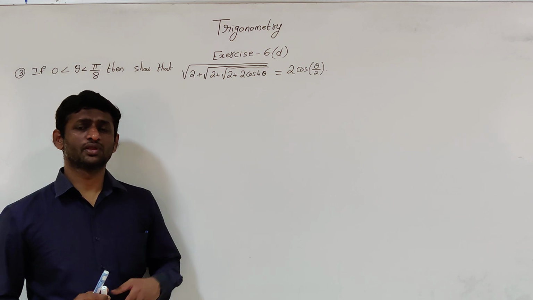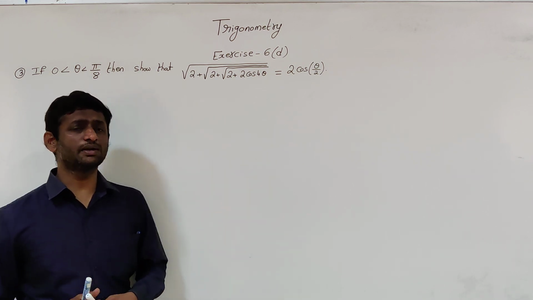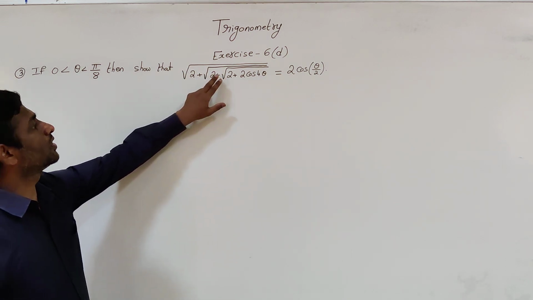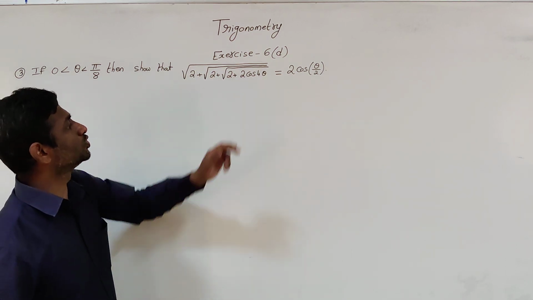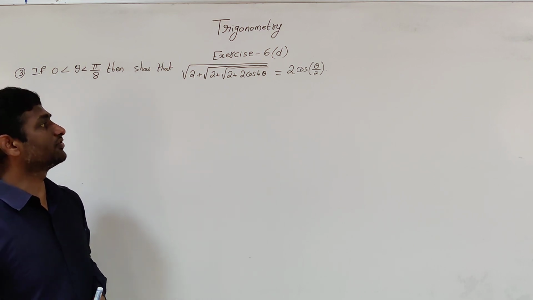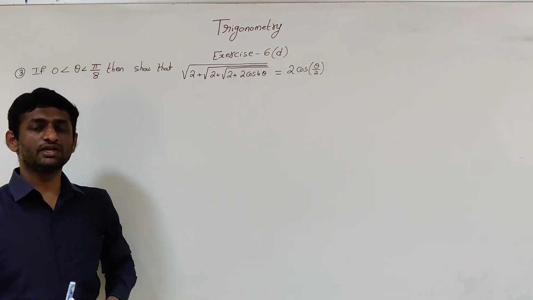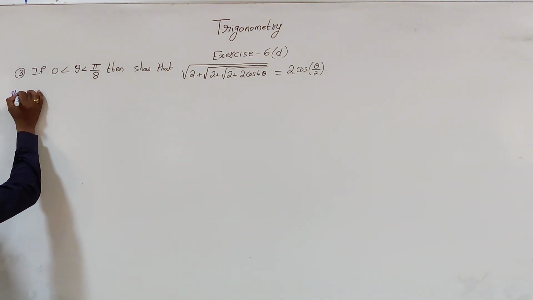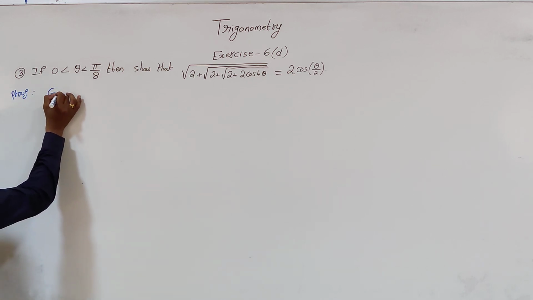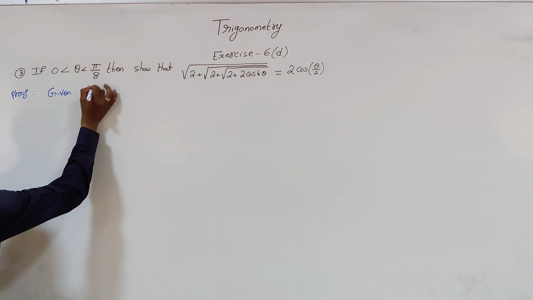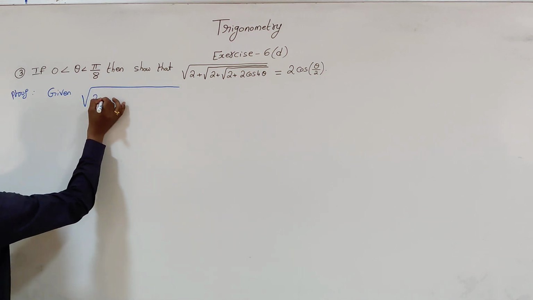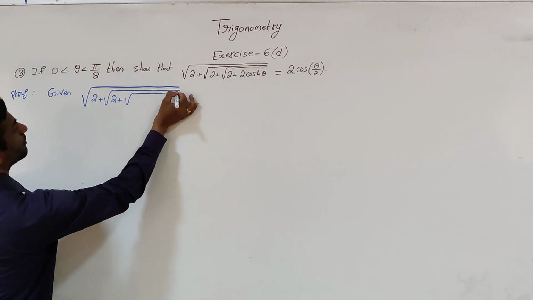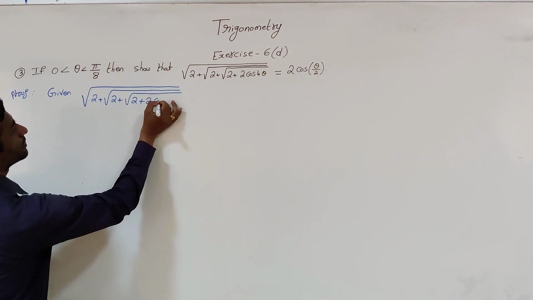The question is, if 0 less than theta less than pi by 8, then show that square root of 2 plus square root of 2 plus square root of 2 plus 2 cos 4 theta is 2 cos of theta by 2. This is a very important question. So now we'll see the proof. Given: square root of 2 plus square root of 2 plus square root of 2 plus 2 cos 4 theta.